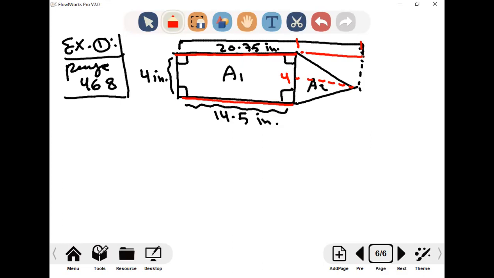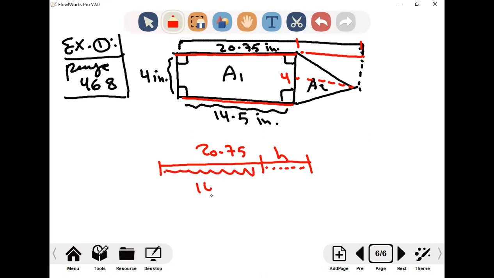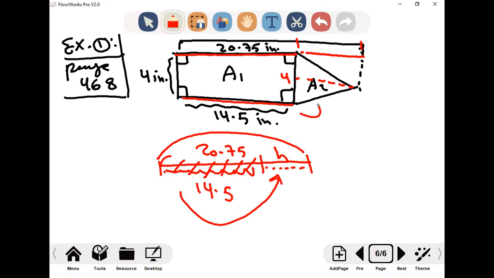The whole of it, all of it, is how much? 20.75, right? I don't want all of it. I want this, which is the height of the triangle, right? And how much is this? 14.5. So if you subtract this from the whole, the rest will be the height. Okay? So what's the height now? The height will be equal to 20.75 minus 14.5.